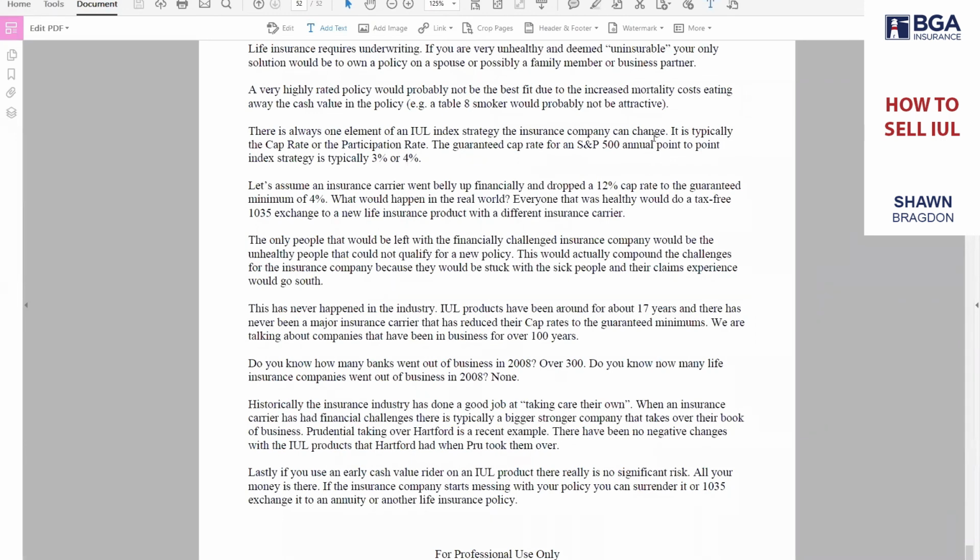As far as COVID and the volatility in the marketplace, these insurance carriers buy options for these index strategies. The more volatile the stock market is, the pricier these options are. And so what we've seen over the last 6 months or so is many of the cap rates and participation rates on these index strategies have come down.